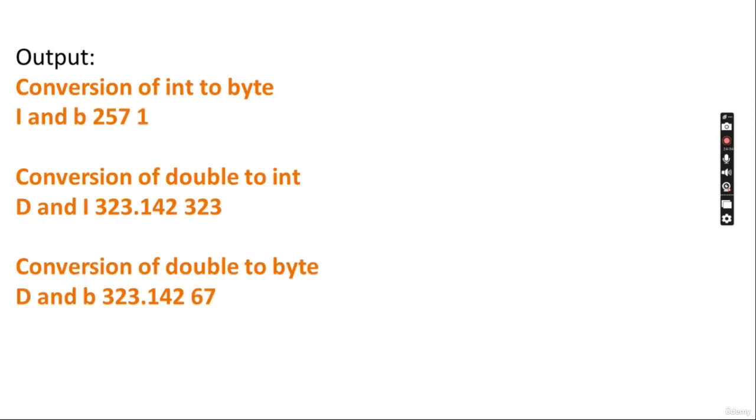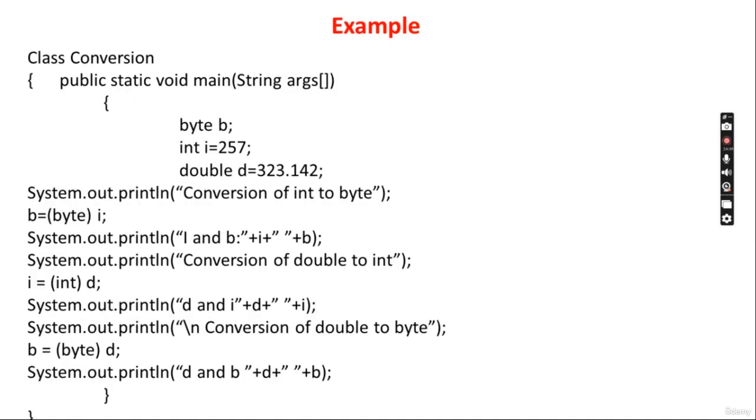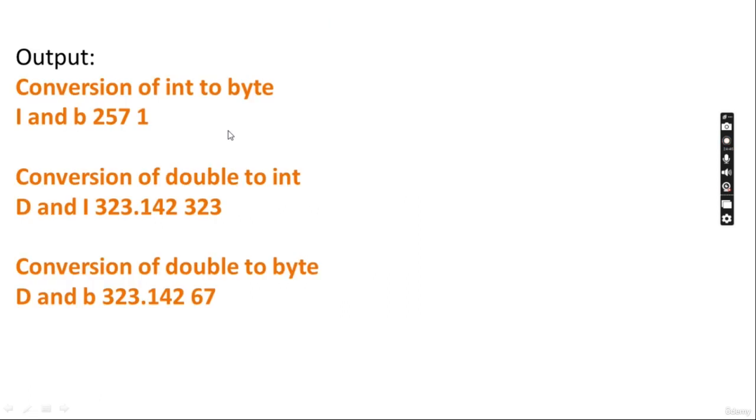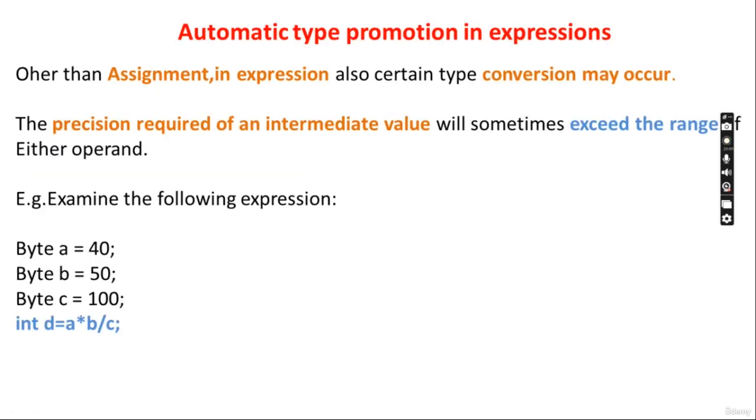So the output is, see here, conversion of int to byte, i and b: 257 and 1. i is 257, b is 1. Conversion of double to int, d and i: 323.142. Here the fractional part is lost, only 323 remains. Conversion of double to byte: 323.142, and the byte value of this is 67, which is displayed over here.